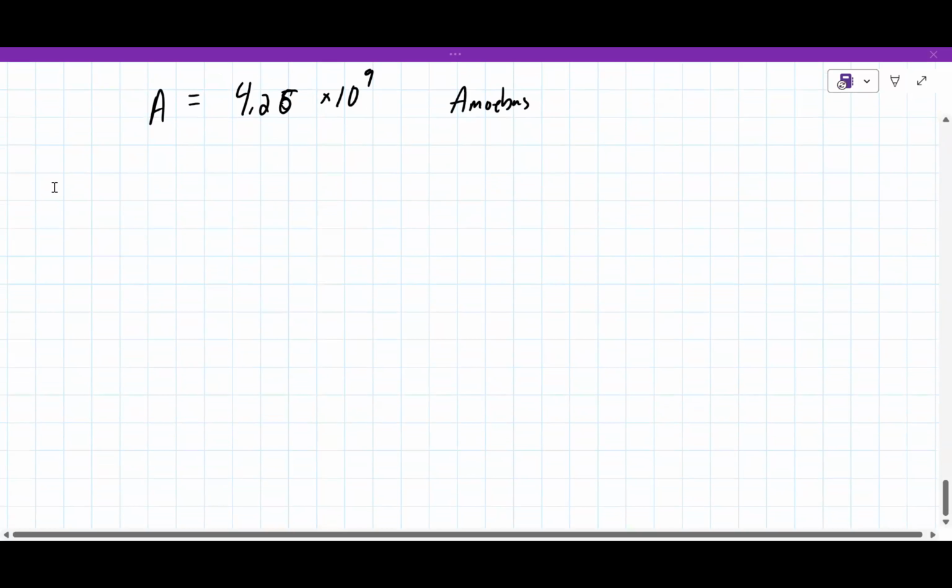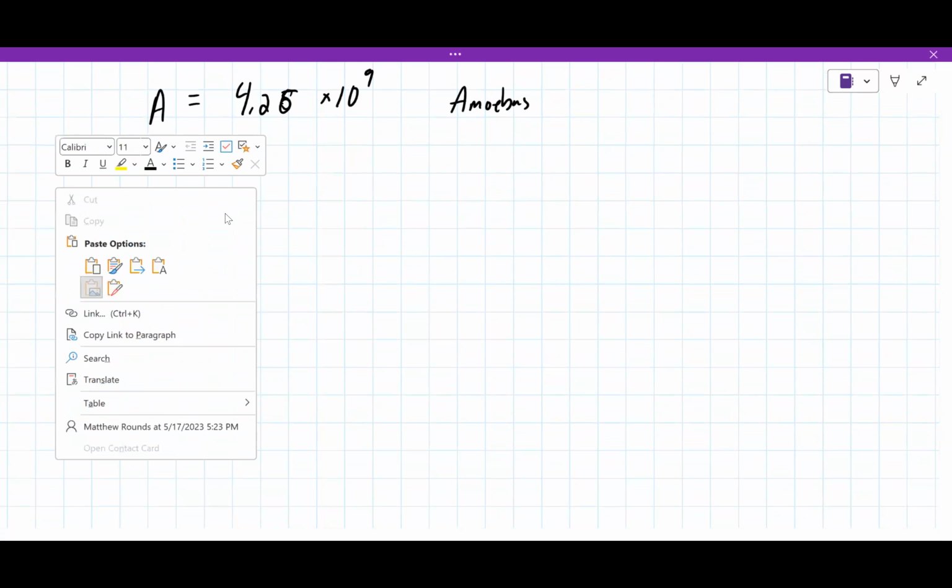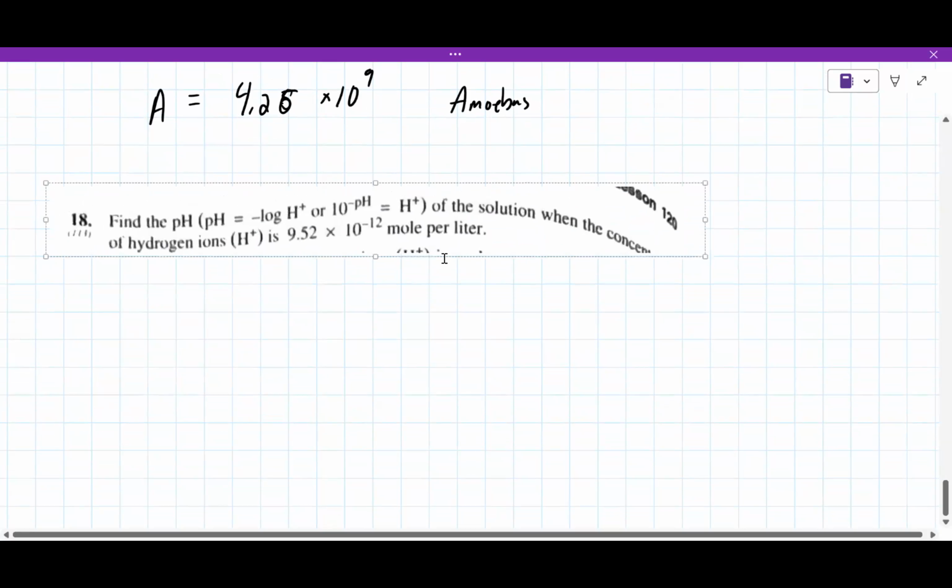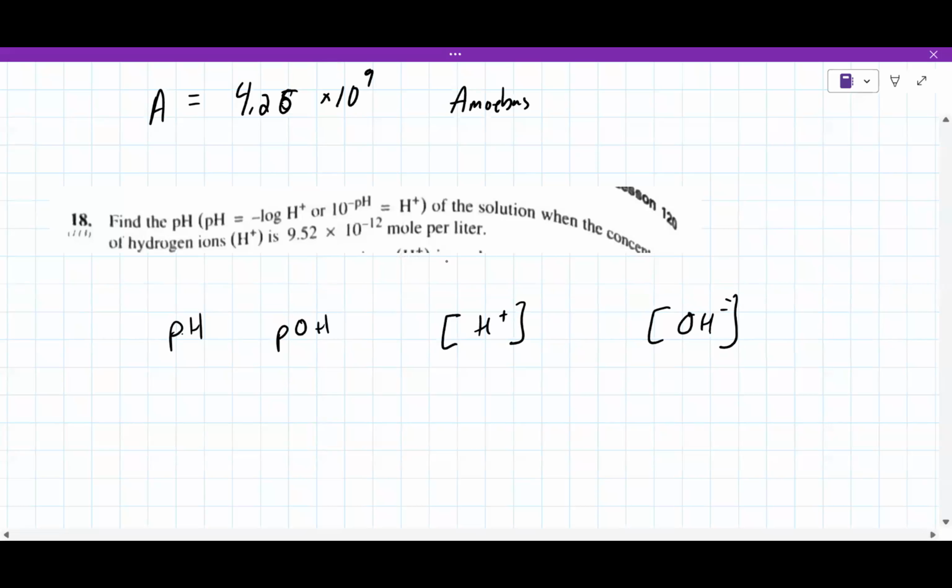This is something you would do in chemistry. A lot of students have been doing this lately. There are like 4 things of interest: the pH, the pOH, the concentration of H plus, and the concentration of OH minus. There are 4 things you might be asked to calculate. In this problem, they tell you that the concentration of H plus is 9.52 times 10 to the minus 12.